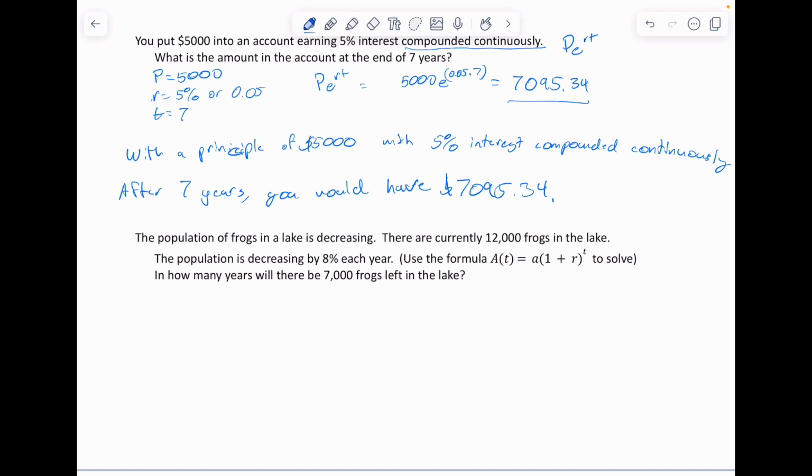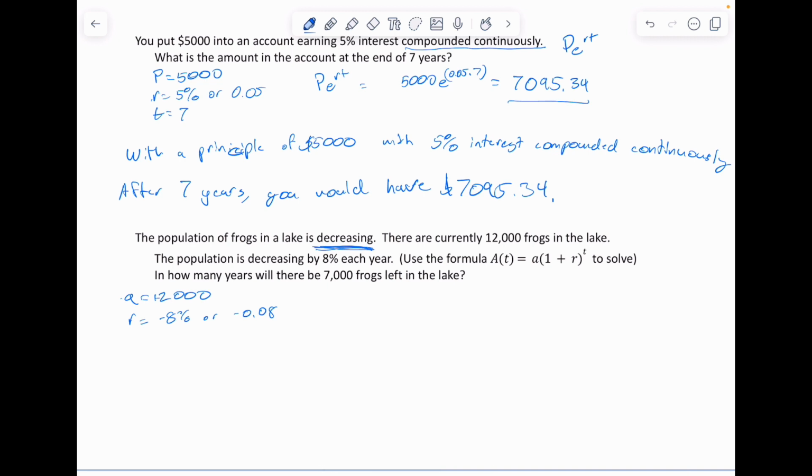All right. Next one up is learning about population growth and declines. So as we read the statement, the population of frogs in a lake is decreasing. Decreasing is really important here, because knowing that it's going to decrease, our rate has to reflect that accordingly. So our first number that we're given is how many. There are currently 12,000 frogs. So that's going to be your A, your starting amount. Your rate, the population is decreasing by 8% each year. So your rate is going to be negative 8%, or negative 0.08.